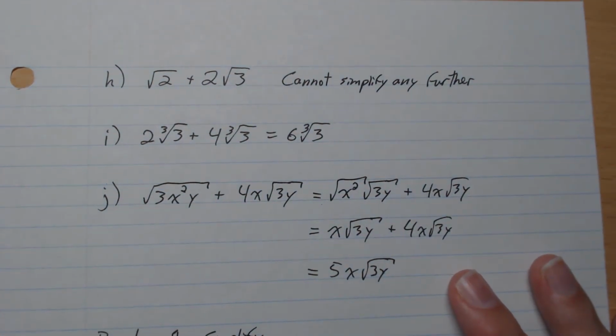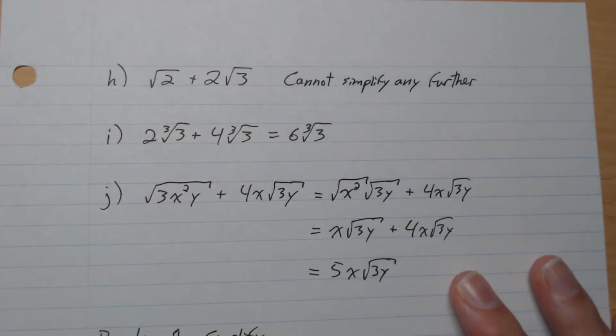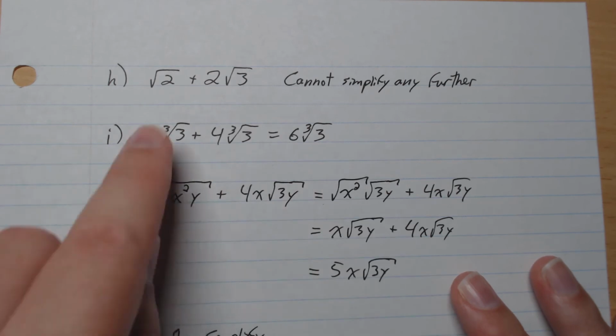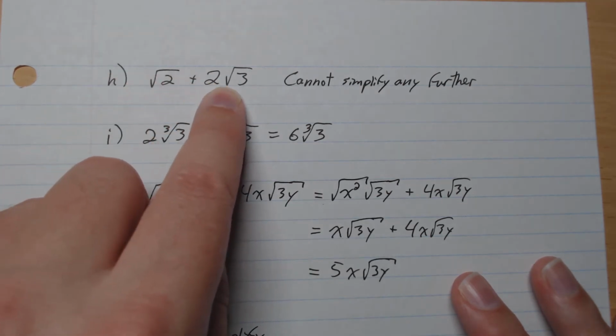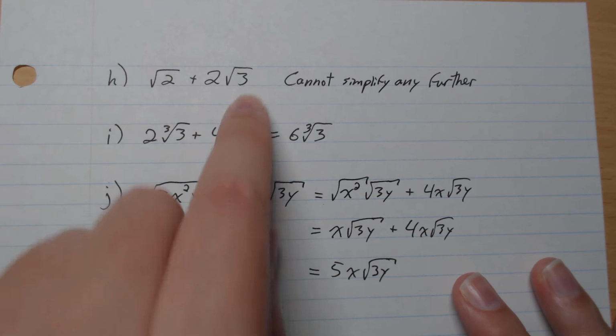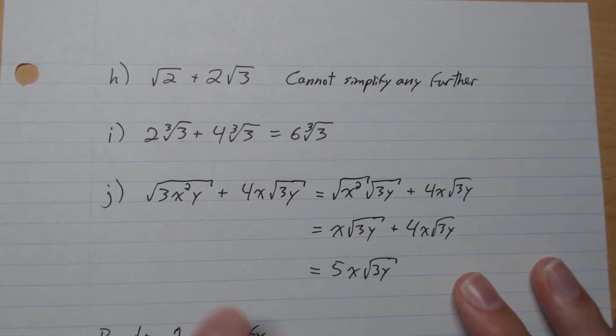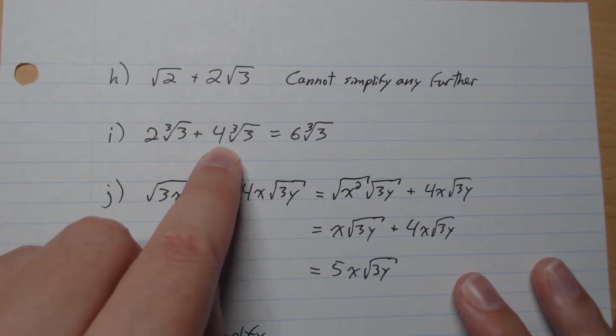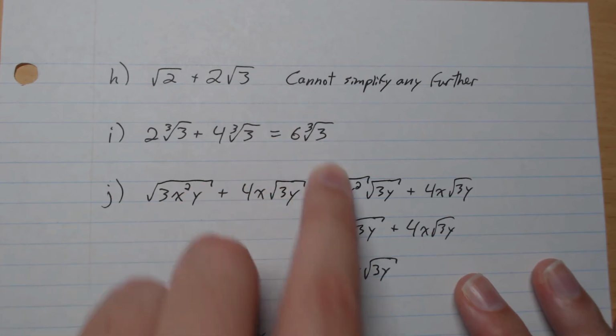Okay, H. Root 2 plus 2 root 3, so we can't simplify any further. 1 apple plus 2 pears, you can't do anything with that, you're done. I, 2 cube root 3 plus 4 cube root 3 gives 6 cube root 3.